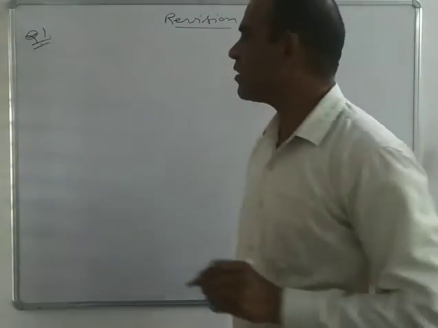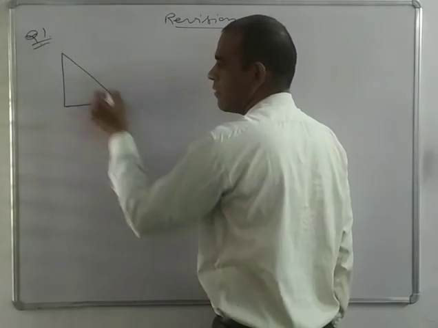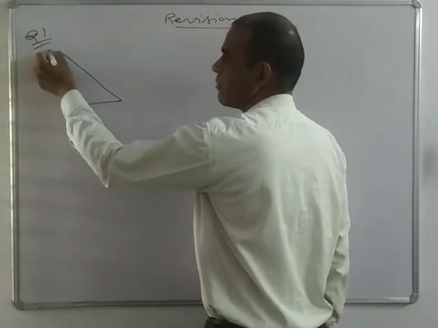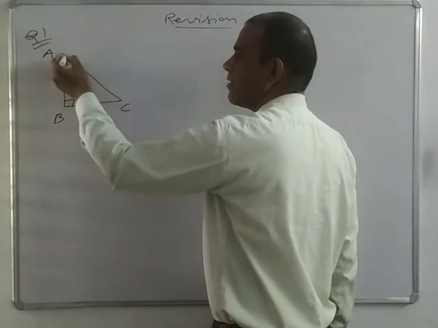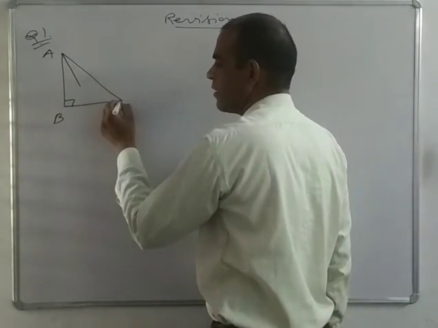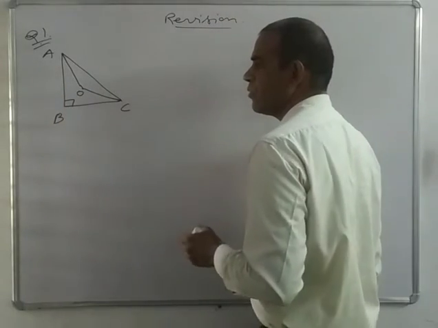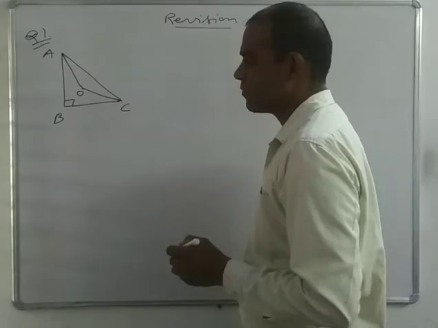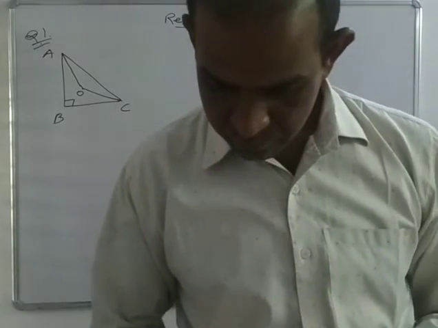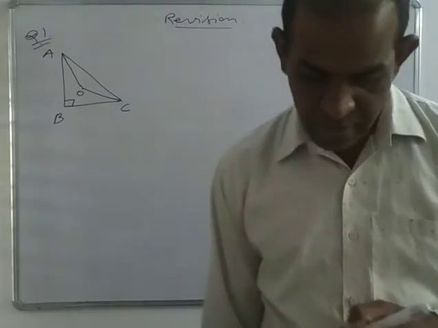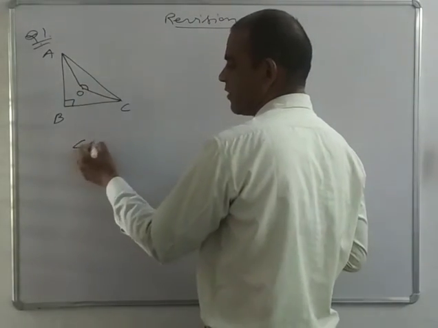Dear student, in the revision part, our first question is: if the bisectors of the acute angles of a right triangle meet at O. ABC is a right triangle, right angled at B, and the bisectors of angles A and C meet at O. Then find the angle between the bisectors, that is, find the angle AOC.